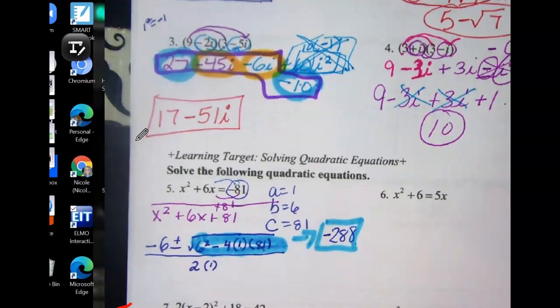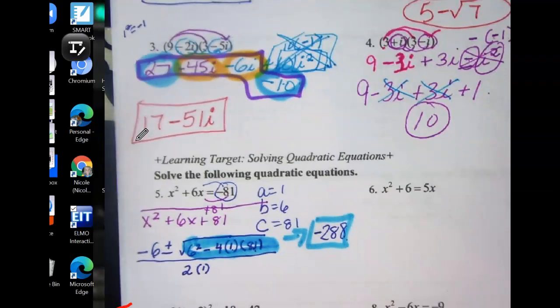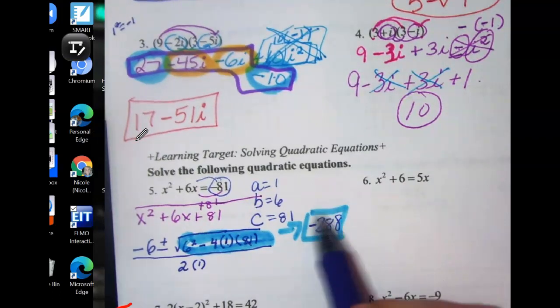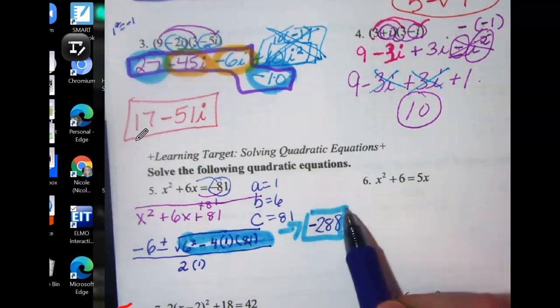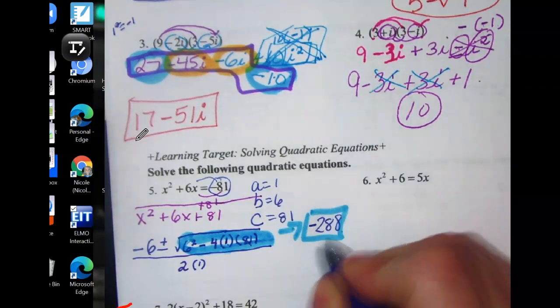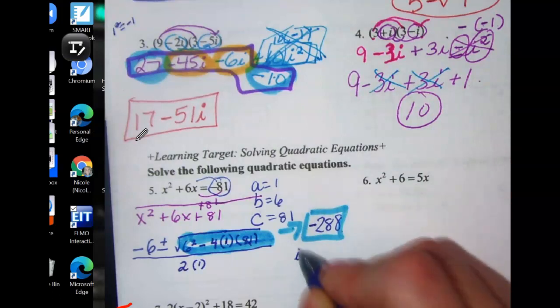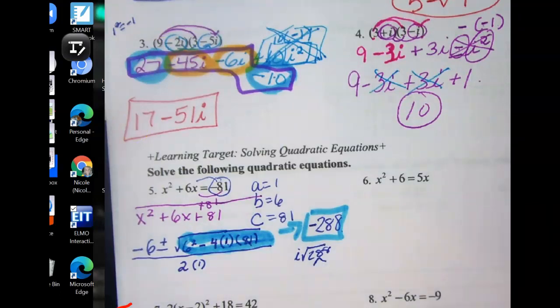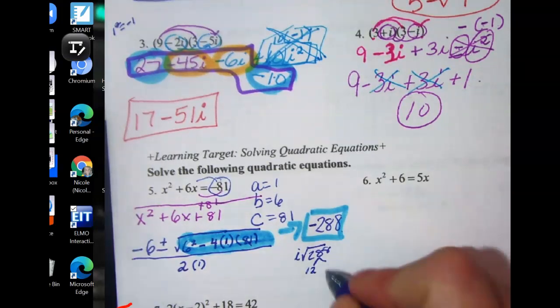So then, if that is going to be under a square root, we have to take the negative out. We take the i out, and you have the square root of 288. And then you can factor from here. We can see what goes into there. I know 288, you could start with 2, but that would be kind of small. So I'm going to use 12 because I just know in my head 12 goes into those numbers. It's actually 12 and 24.